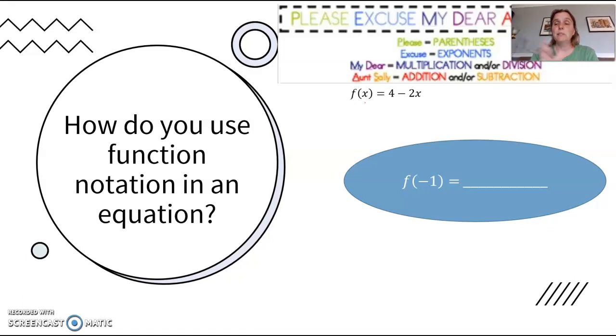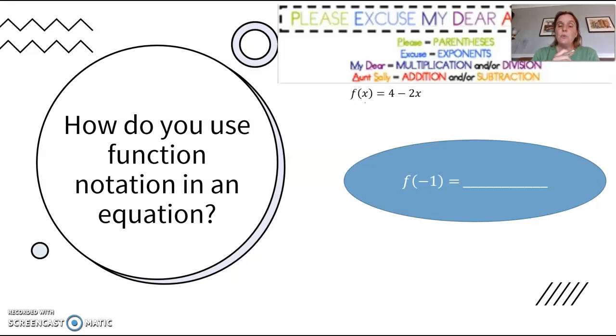Multiplication and division are equal. They happen from left to right. So you want to make sure that you treat those as the same level. And Aunt Sally is also going to be the same level. Addition and subtraction go from left to right as well.